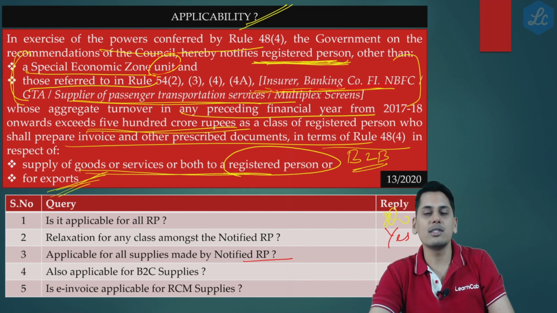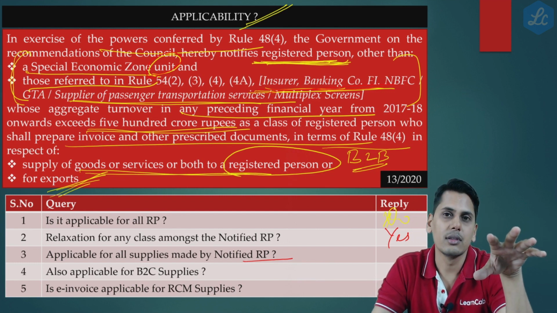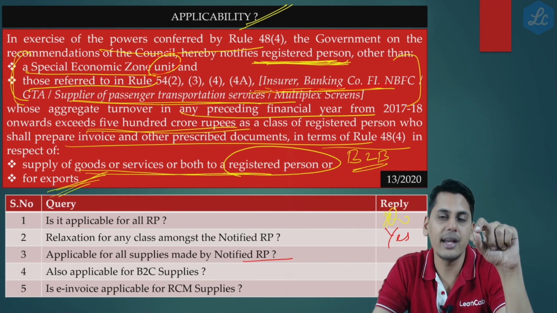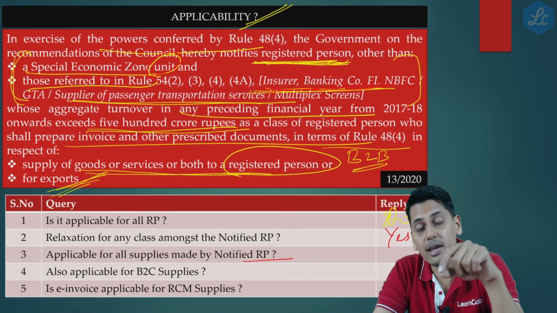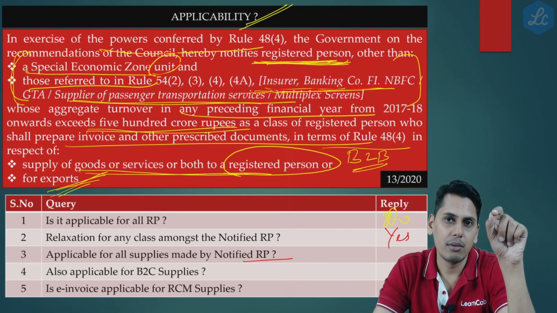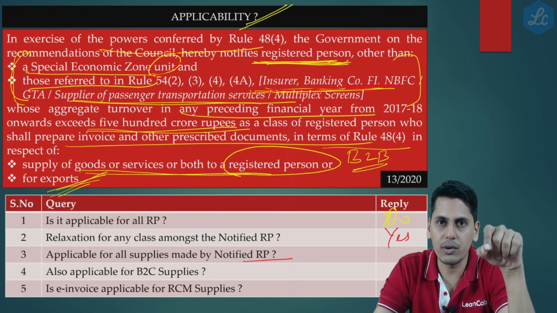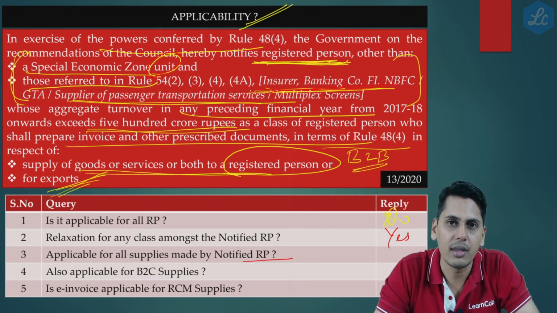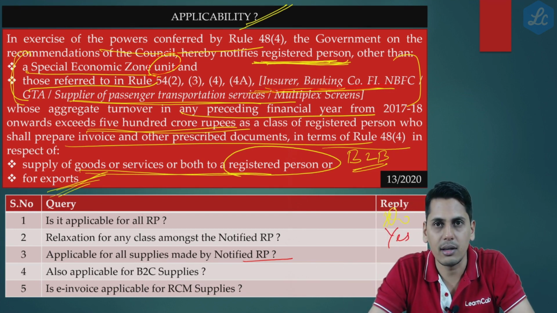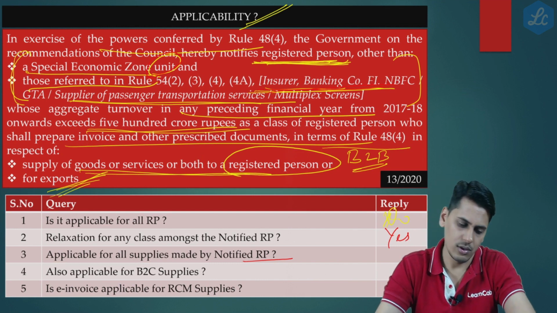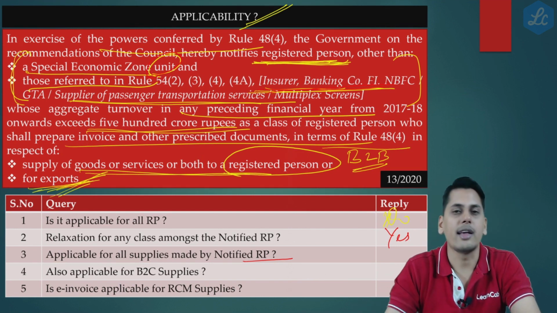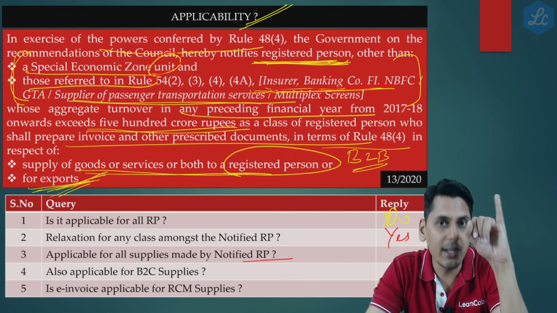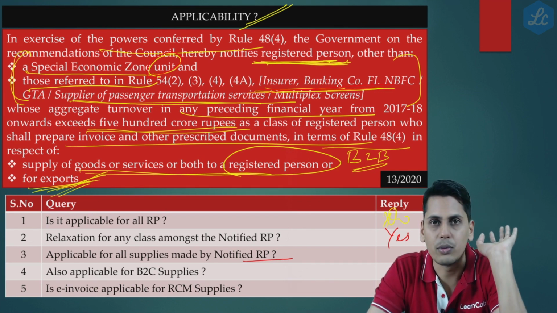So friends, what have we seen so far? So far we have seen a person other than a special economic zone unit and those specified suppliers whose aggregate turnover in any financial year preceding financial year ranging from 17-18 onwards, if it has exceeded 500 crore rupees, then for the B2B supplies which are made by him, e-invoice needs to be prepared. Is it only B2B invoice? You read further, or for exports. So friends, e-invoicing provisions will be applicable to these notified persons for B2B supplies and also for exports.